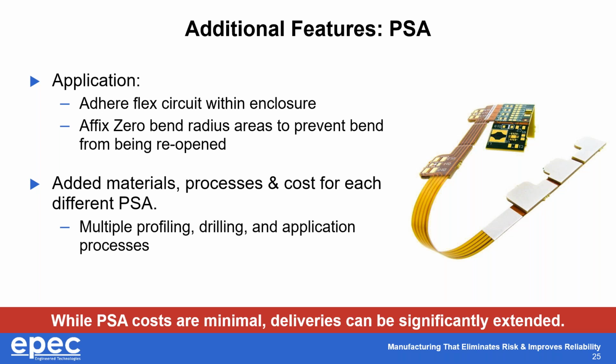Application is to adhere the flex circuit within the enclosure. And in some designs where the flex circuit is required to bend hard back upon itself and achieve a zero bend radius, you typically apply a PSA in that area to prevent the flex from being reopened and potentially damaged. Again, we're looking at additional materials and process steps and cost for each of the different types of PSAs.